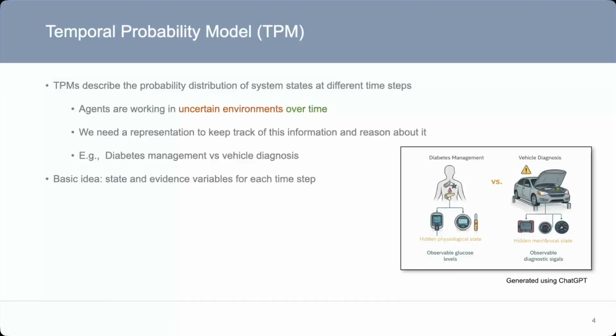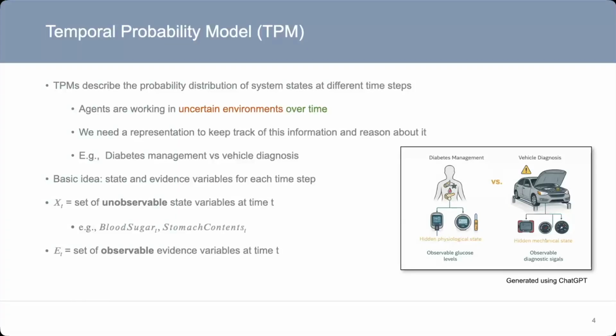So in such time-dependent domains, we need a framework to represent both the uncertain system state and the evidence we collect at each point. For that, we define X_t as the set of unobservable state variables at time t. For example, in our case of diabetes management, it can be blood sugar at time t, stomach contents at time t. And we also include a set of observable evidence, that is E_t, at a given time t. These are the observations we make. For example, measured blood sugar level, pulse rate, etc.